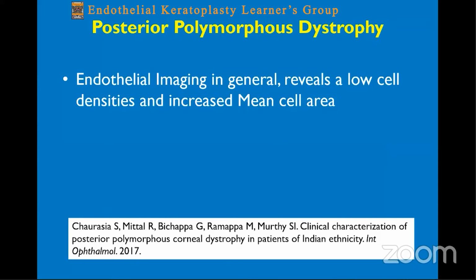Posterior polymorphous corneal dystrophy is by and large one dystrophy which can be unilateral or bilateral. Endothelial imaging in these cases reveals a low endothelial cell count and an increased mean cell area. So it is important to image these patients when we see them in the clinics.